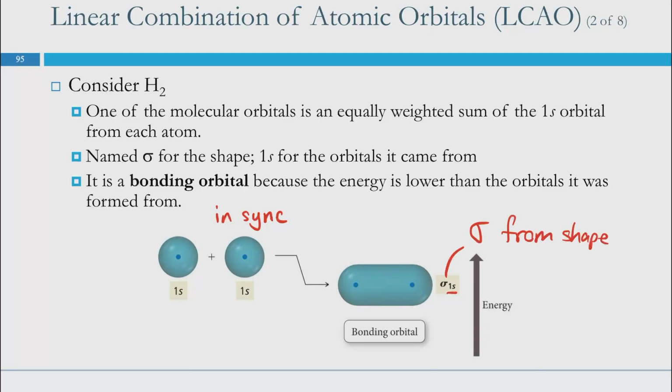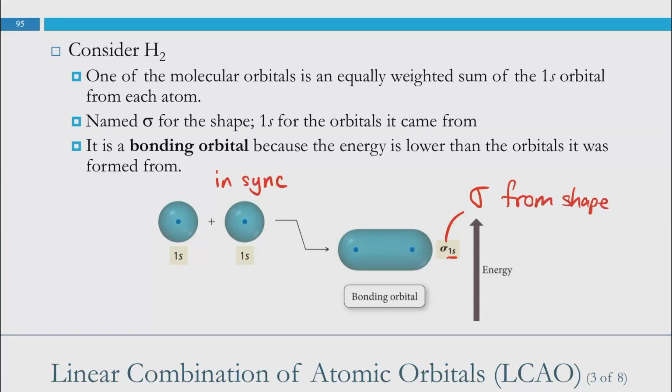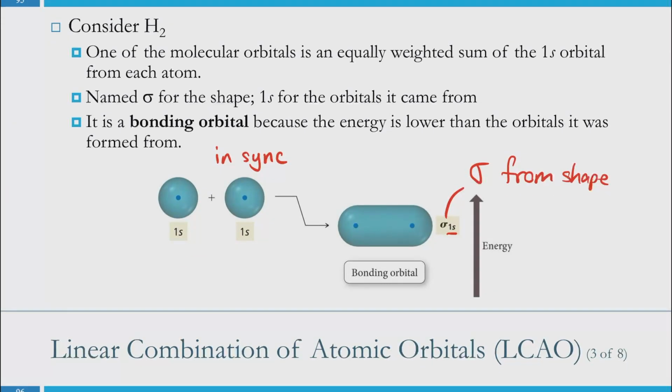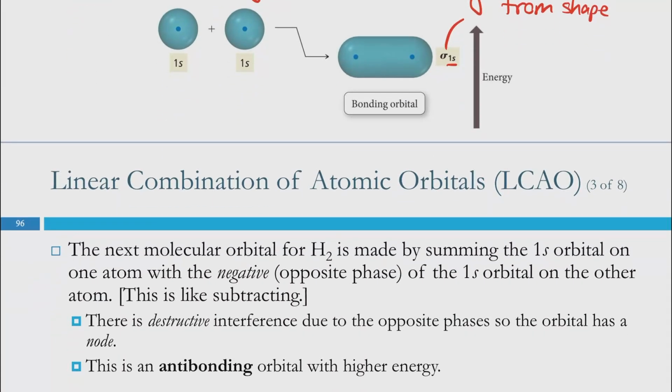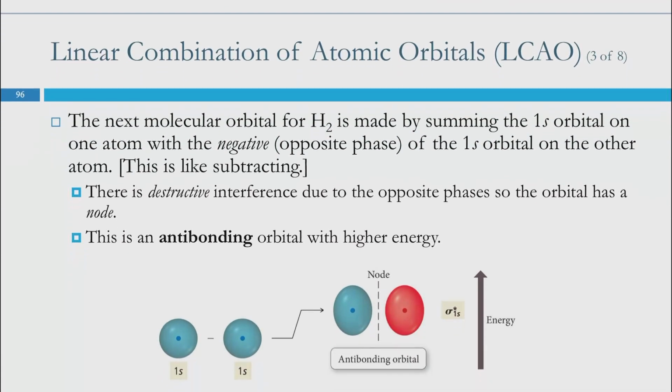And this is our sigma 1s. The sigma relates to the shape of the orbital. And overall, this bonding orbital is lower in energy than the individual atoms by themselves. So it's favorable to make a bond. I said adding and subtraction earlier. The other thing that we can do is basically subtraction.